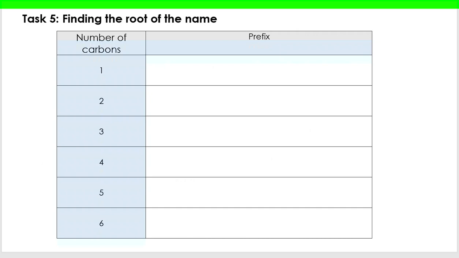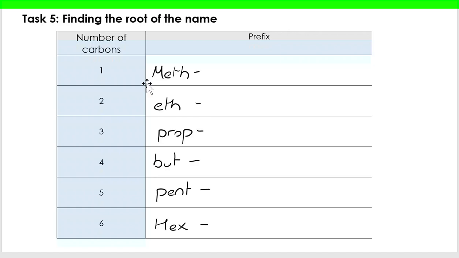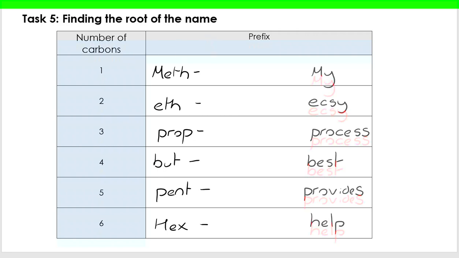To begin, have a go at filling in this table for how we name compounds that have a carbon chain of 1, 2, 3, 4, 5 and 6. A lot of this will hopefully be familiar from GCSE. Certainly the first 4 alkanes that you would have learned were methane, ethane, propane and butane. At A-level, we add pentane and hexane as well, but you have got to be absolutely certain about using the correct name in the correct place, or marks can easily get lost. Mnemonics are a great way of dealing with this, and there are many of them out there. A really straightforward one is: My Easy Process, best provides help.